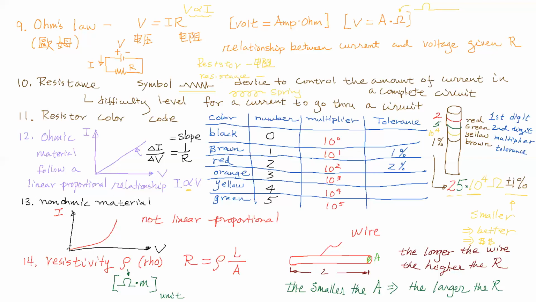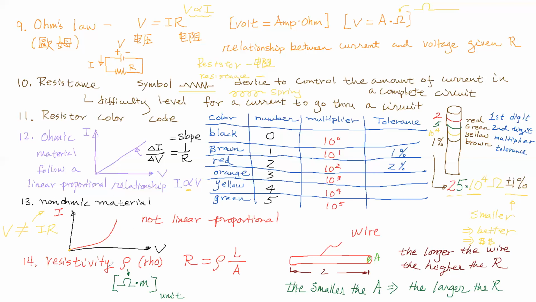Non-ohmic material, so it can be like this and it can be like that. So it's just not a line that goes through the origin. So it's not linear proportional. So that's a non-ohmic material. So this relationship does not work. So V is not equal to IR for the non-ohmic.